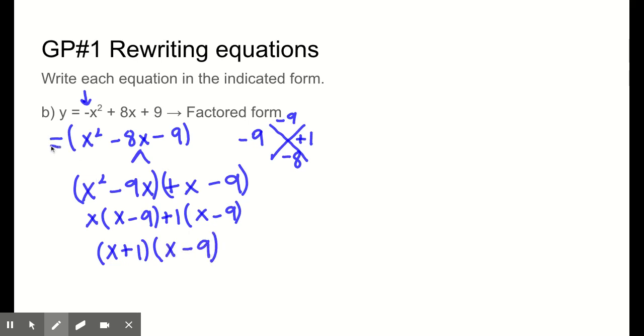But again, remember, we factored that negative out at the very beginning, so that needs to go out front as our a value. And we want to write y equals because we had that y equals to start with. So this is our equation in factored form.